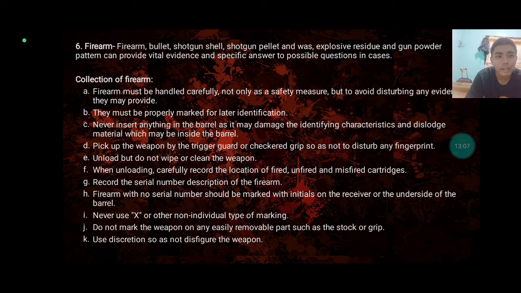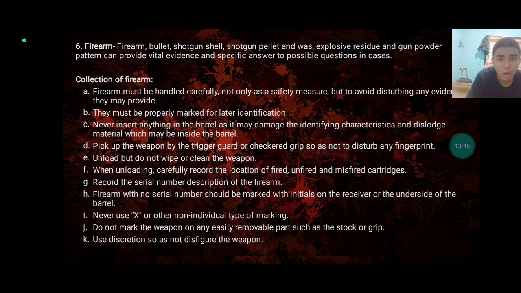Firearms must be handled carefully, observing safety measures, to avoid disturbing any evidence they may provide. It must be properly marked for later identification. Never insert anything into the barrel, as that may damage identifying characteristics and dislodge materials inside the barrel. Pick up the weapon by the trigger guard and check the grip so as not to disturb any fingerprint. Then unload the weapon, without wiping or cleaning it.